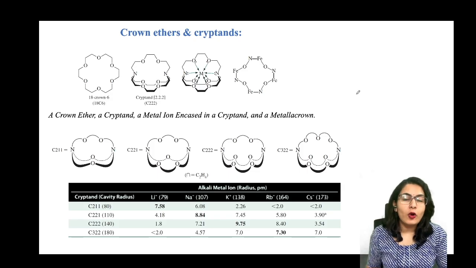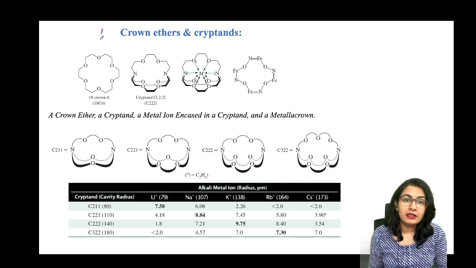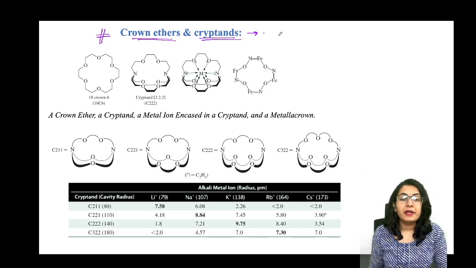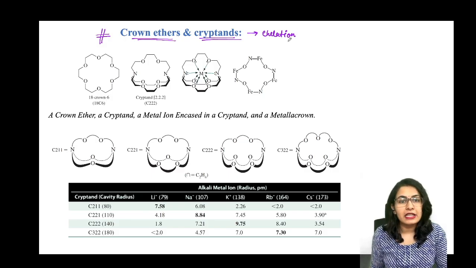So here we talk about the most important topic of the alkali metals, that is from where the maximum amount of questions are asked, that is the crown ethers and cryptands. Why do we have crown ethers and cryptands? These are basically some large molecules which behave as chelating agents. So why do we need chelation? We can need chelation for various purposes. Alright, so these are all chelating agents.